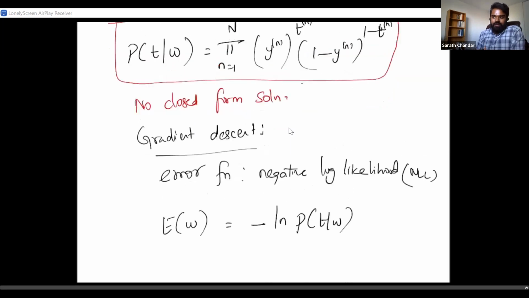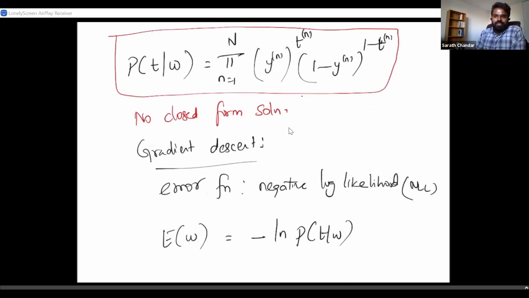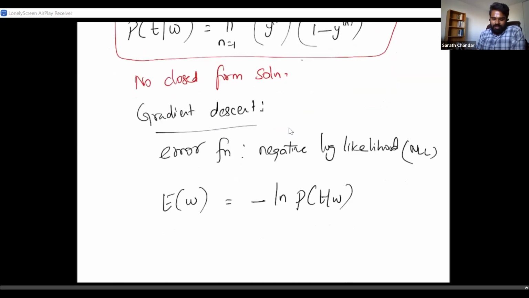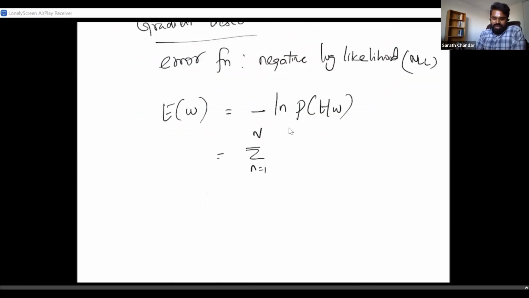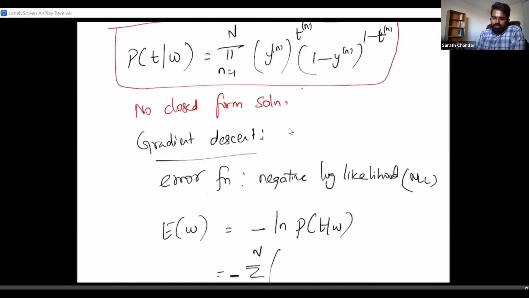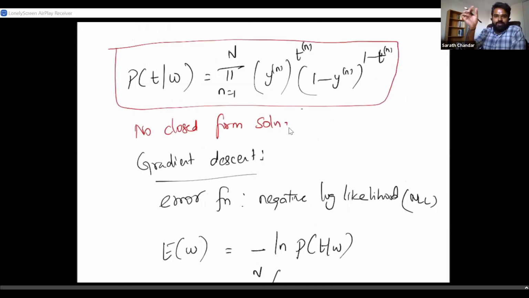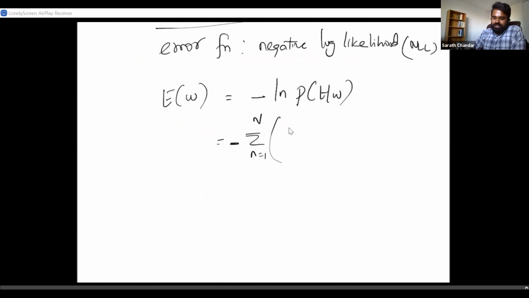The moment you put log on this whole error function, the product becomes a summation. So it becomes a summation over n equals 1 to N of minus this term. You do the ln for this, and the exponents come to the left. So this becomes t to the power n ln y of n plus 1 minus t to the power n ln of 1 minus y of n.